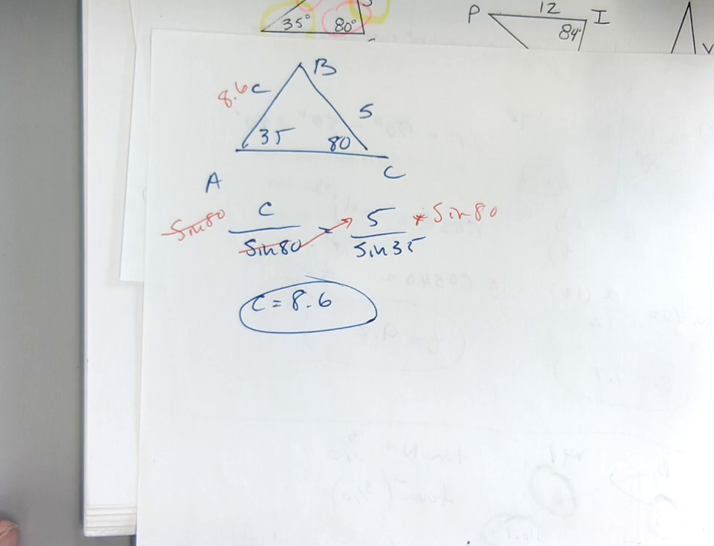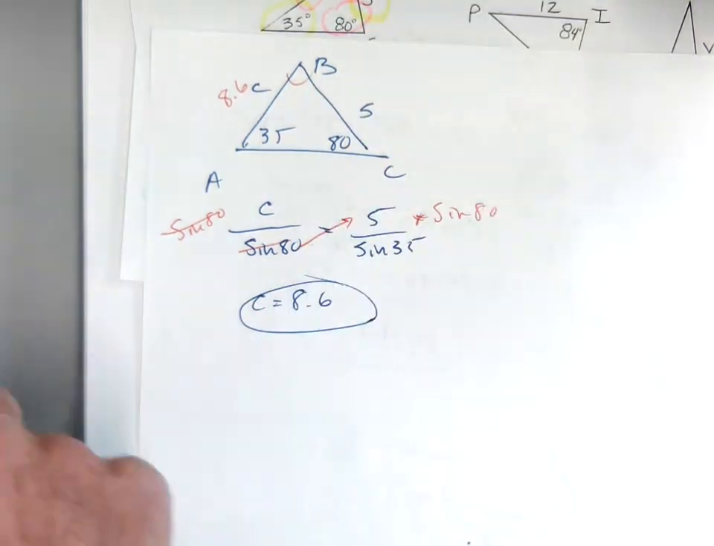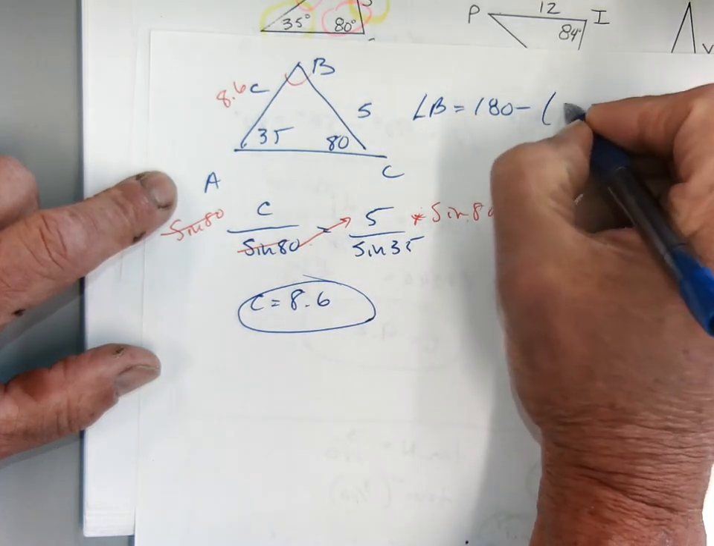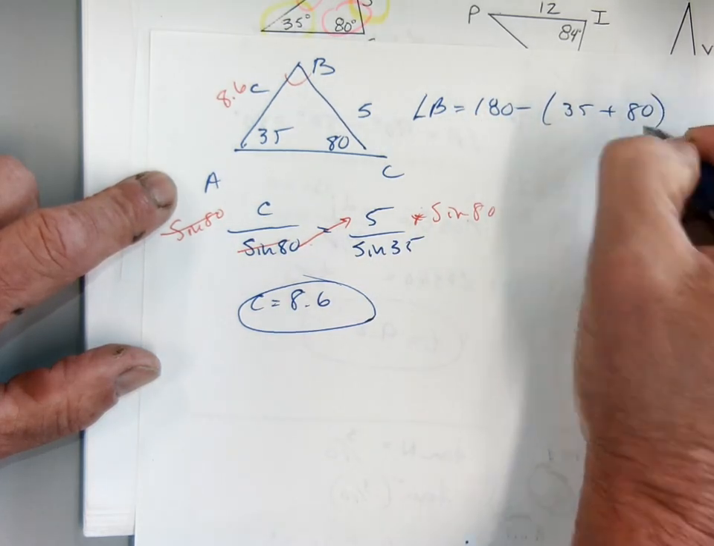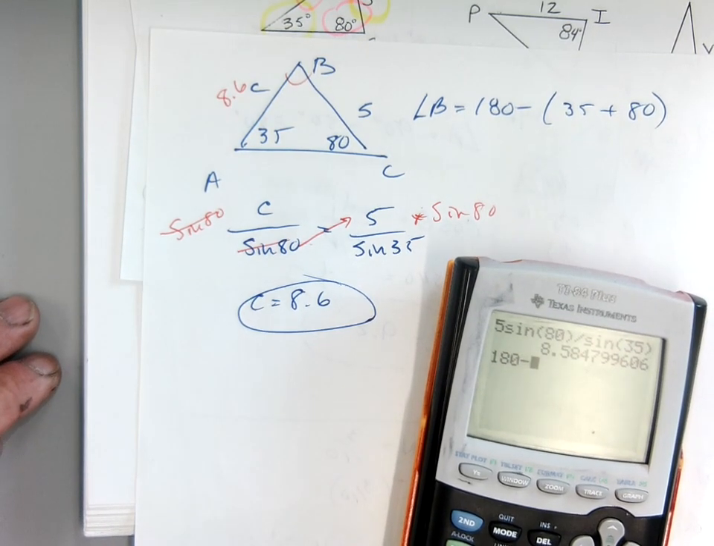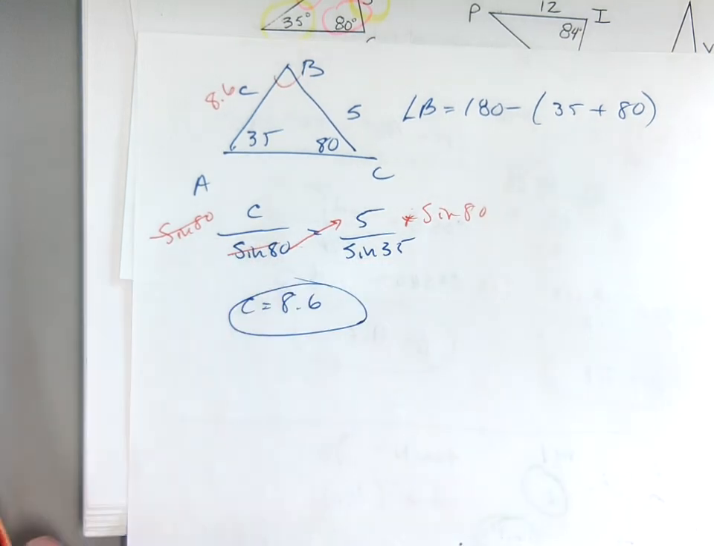All right. What else could I find? What else can I find in this triangle? Angle. Let's find angle B. 180 degrees, right? 180 minus my 35 plus my 80. Okay, let's see when I do that. So I'm going to go 180, subtract my 35 plus my 80, and I get an answer of about 65 degrees. Okay.